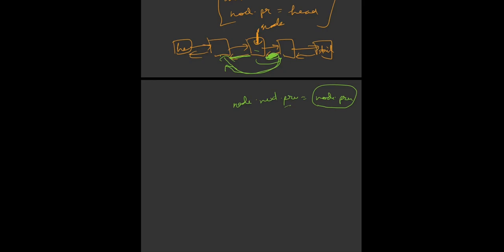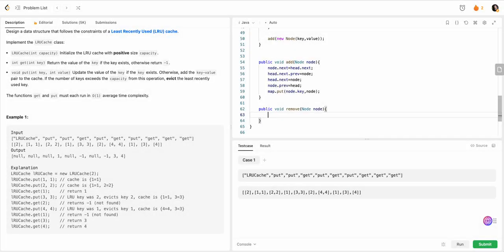Now the previous node should point to the next node, that is node dot previous dot next. So we are talking about this connection, this link. Node dot previous is this node, dot next is this pointer. It should point to node dot next, which is this one. So we will make a connection here. So that's it for the remove method.